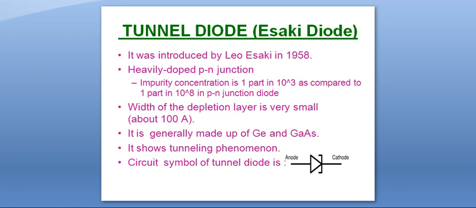So this is the symbol of the tunnel diode. It is generally made up of germanium and gallium arsenide. It was introduced in 1958 by Leo Esaki. So at first it was called the Esaki diode, and later we changed it to the tunnel diode. The next thing we are going to discuss is what tunneling is.